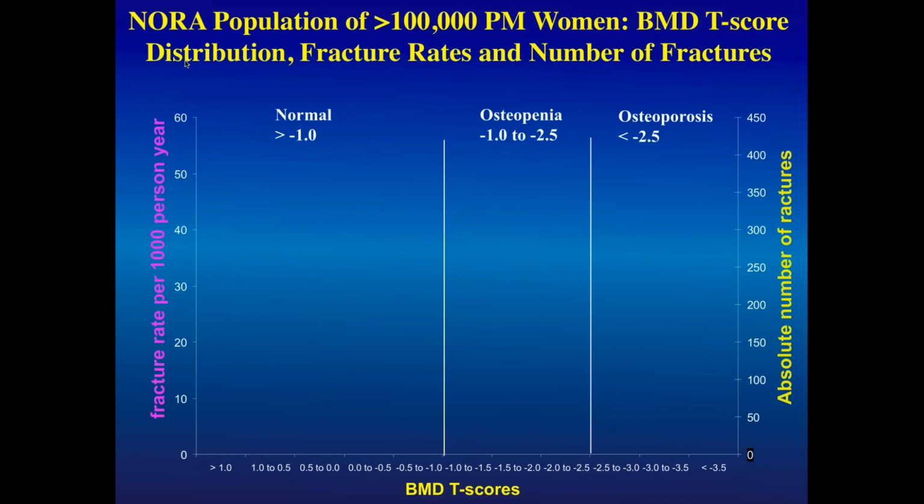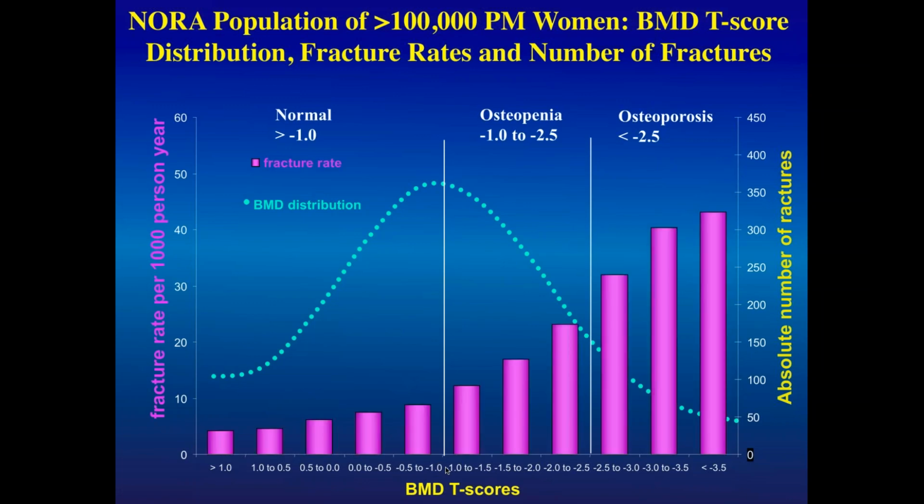Now, a very large study was undertaken of over 100,000 postmenopausal women who had baseline BMD and then were followed for a year and examined for evidence of fractures over the course of that year. Here we can see the BMD distribution of these women as a function of BMD T-score, with the mean somewhere on the order of a -1. But this shows the distribution in terms of normal, osteopenia, and osteoporosis.